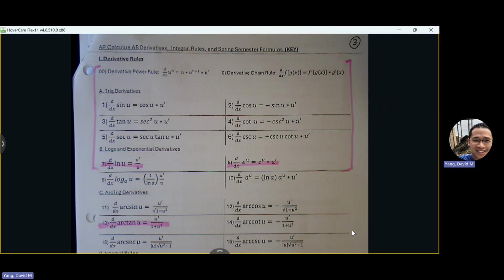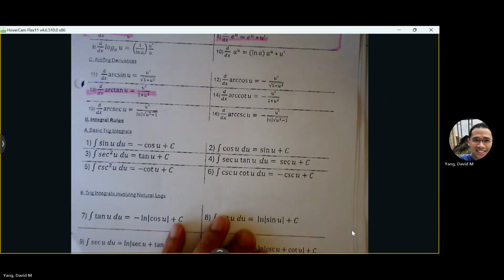And then the other common ones are u prime over u for natural log, and e to the u times u prime for exponential function. The ones below are less likely, but if you see an arc trig, it's probably going to be arctangent. It's great if you memorize all the rules to give you peace of mind, but I also want you to be aware that not all these rules have the same chance of showing up.